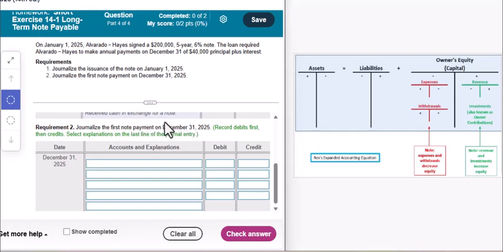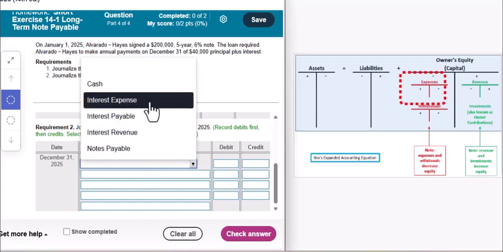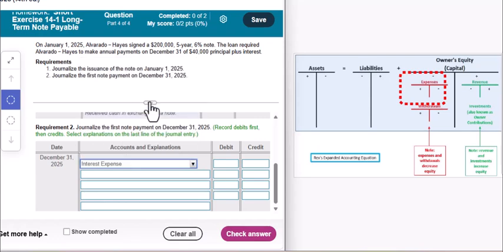So what's happening here on December 31st is we have to pay our first payment. And remember, the payment says $40,000 principal plus interest. So we're going to have to calculate interest here. So let's go ahead and start by inputting interest expense, which will be increasing here with a debit, since that is here on the left side. And we can go ahead and calculate that.